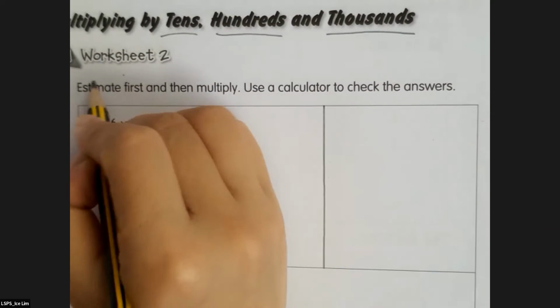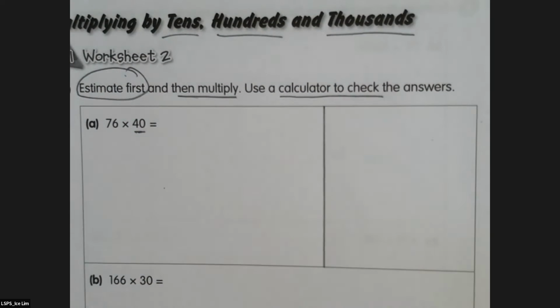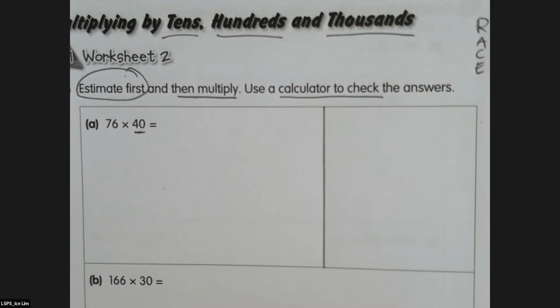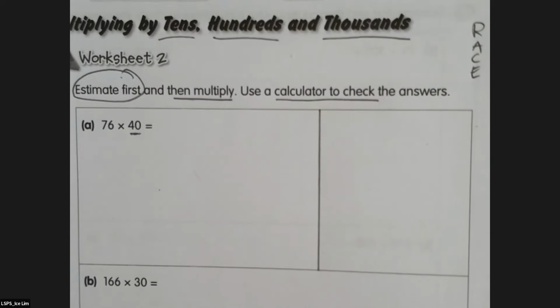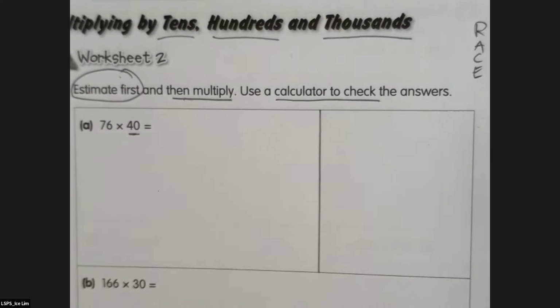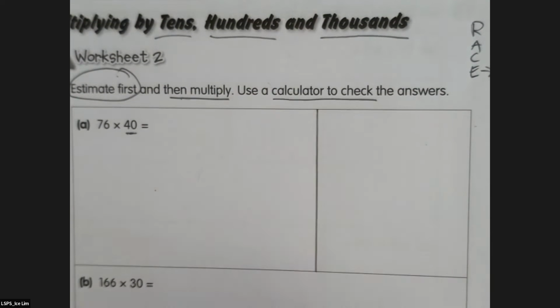Now, here it says estimate first, then you multiply. Use a calculator to check your answers. Now, we have been learning RACE till now to the extent that we don't really need to write RACE. What it means, we read the question. The important things that we need to do, the steps to the question, the action words. Estimate first, action word. Number 2, multiply. Number 3, use a calculator to check. So for E, you already know to check, to evaluate is using the calculator to check. This is the final step. That means you shouldn't use the calculator anytime before it.